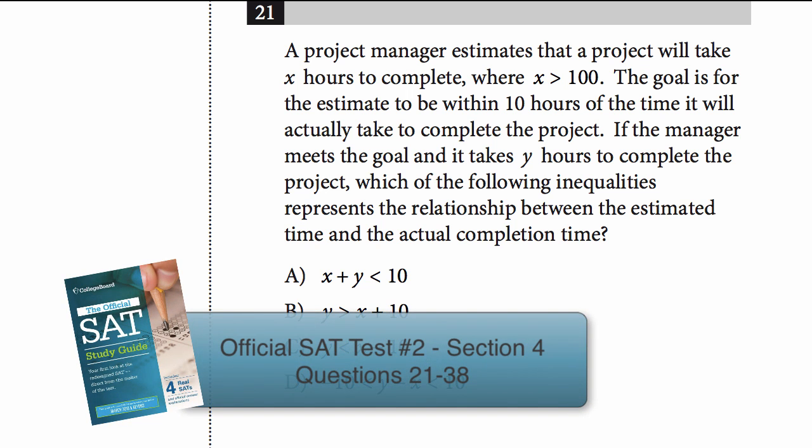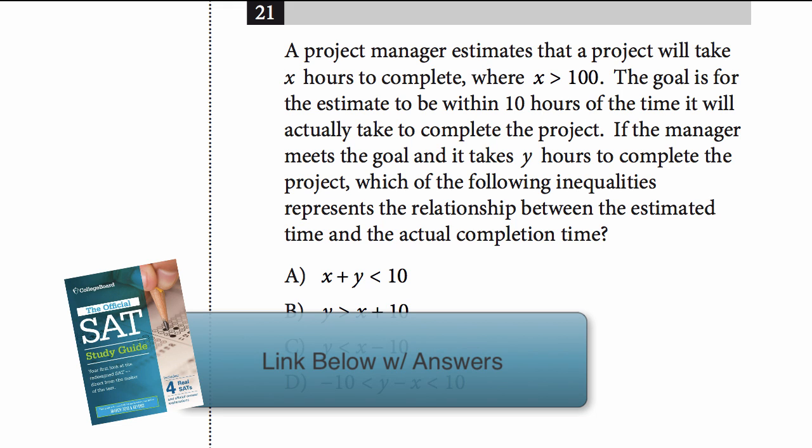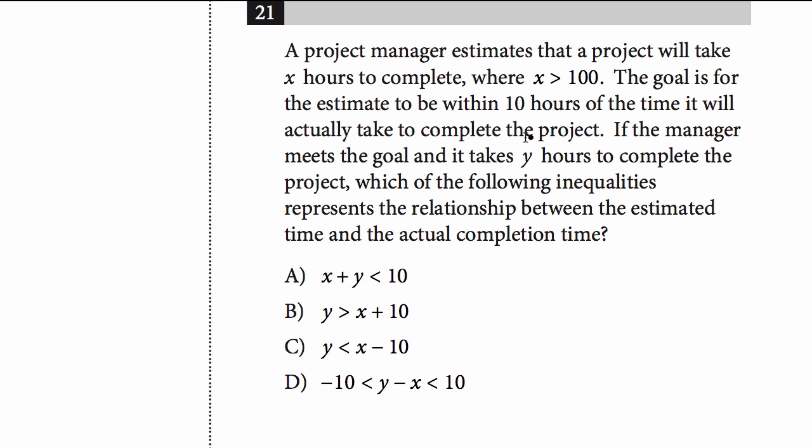All right, number 21. A project manager estimates that a project will take X hours to complete, where X is greater than 100. The goal is for the estimate to be within 10 hours. So I guess that's important. We want to be within 10 hours of the time it will actually take to complete the project. If the manager meets the goal and it takes Y hours to complete the project, which of the following inequalities represents the relationship between the estimated time and the actual completion time?